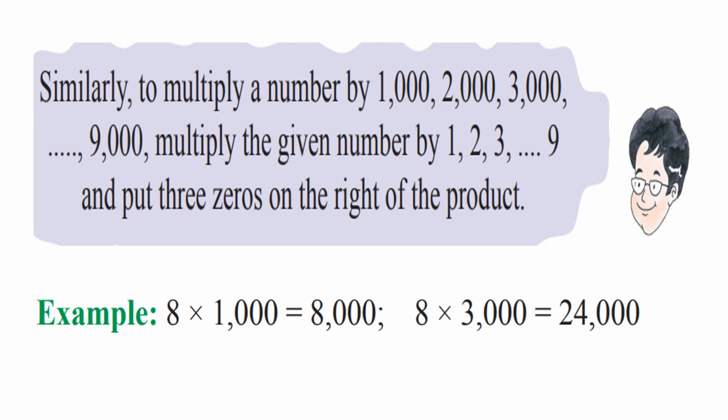Next is 8 times 3000. First you write 3 zeros from the right, then you multiply 3 times 8 is 24. Then you write here 24,000. Correct, students?